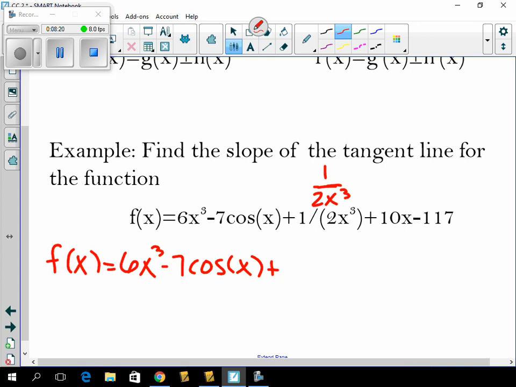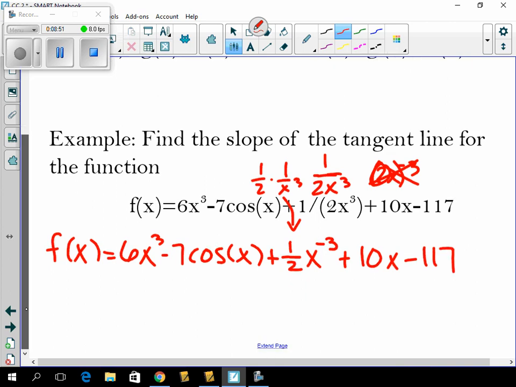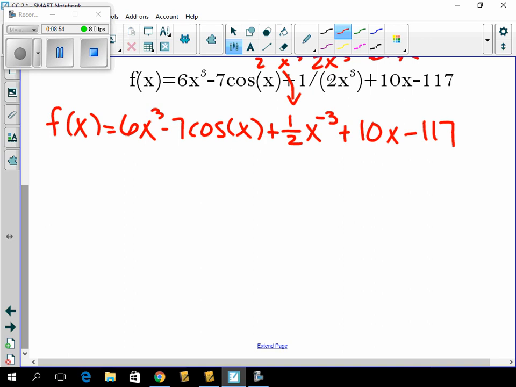I'm going to write this as 1/2 x to the negative 3. The reason I'm not writing this as 2x to the negative 3 is because this 2 isn't being cubed, so that wouldn't be the right way to write it. So I want to split it up as 1/2 times 1 over x cubed, and that transforms into 1/2 x to the negative 3, plus 10x minus 117. I have a lot of different functions going on here, but I can split them up really nicely.